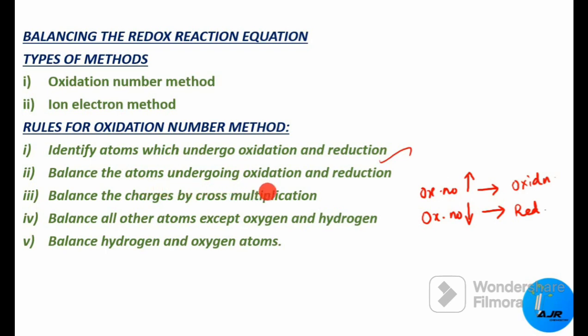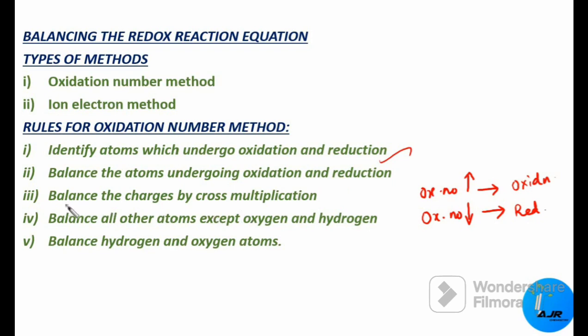Balance the atoms undergoing oxidation and reduction. Actually, this is very important. We have found out which atom is undergoing oxidation and reduction in the first step, is it not? And now in the second step, we should balance those two atoms which are undergoing oxidation and reduction.